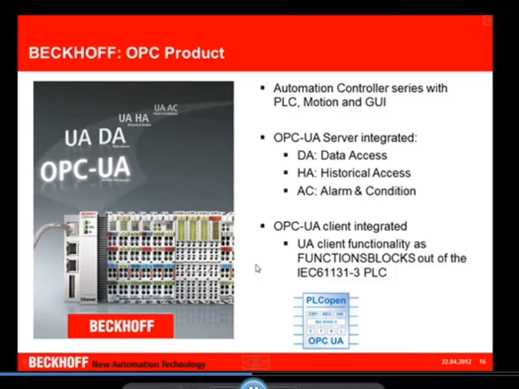But of course we also provide PLC logic and motion logic, and here we have a second OPC UA server, and here we provide Data Access, Historical Access, and Alarm and Condition already integrated into the smallest embedded controller. I think today we are one of the first, or even the first, international company having and providing OPC UA client functionality as function blocks out of this PLC controller. So this PLC controller can initiate a connection to another UA server somewhere in the world.